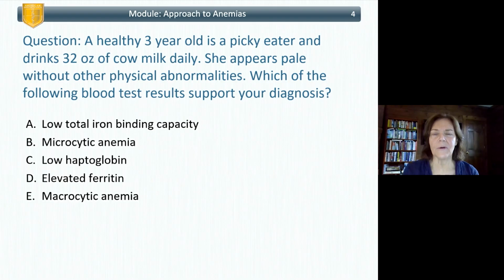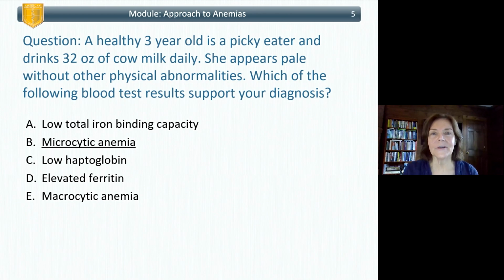A healthy 3-year-old is a picky eater and drinks 32 ounces of cow's milk daily. She appears pale without other physical abnormalities. Which of the following blood test results support your diagnosis? Is it A, low total iron binding capacity, B, microcytic anemia, C, low haptoglobin, D, elevated ferritin, or E, macrocytic anemia?